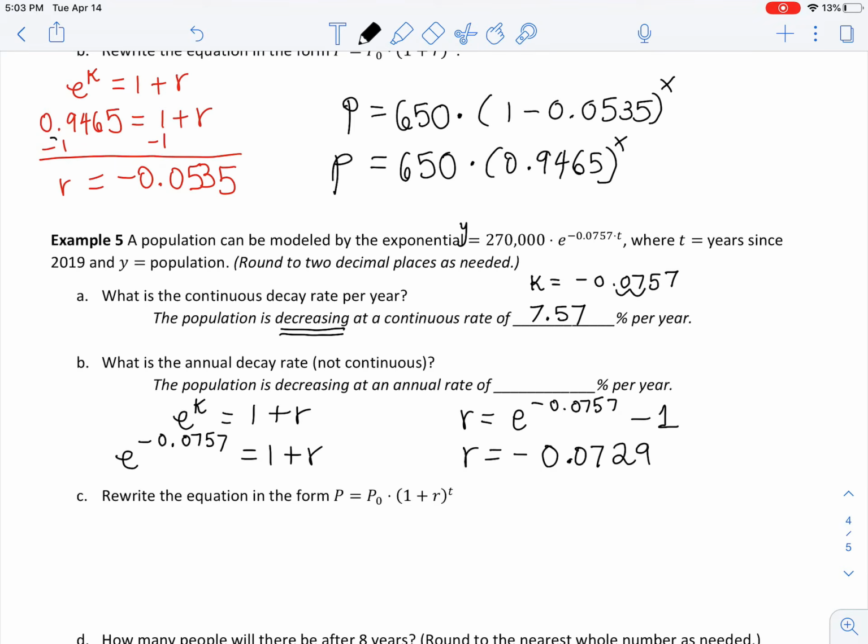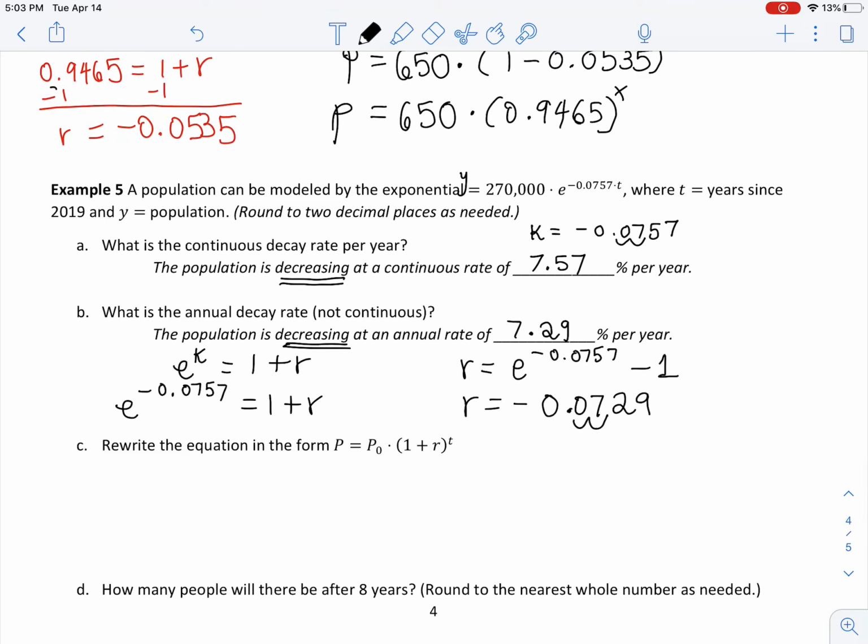r comes out to be negative 0.0729. And we want to convert this into a percent, so I'm just going to multiply this by 100. The population is decreasing, so that takes care of my negative sign, at an annual rate of 7.29% per year. They're slightly different because they're asking for two different rates. The first one is the continuous rate. The second one is the annual rate.